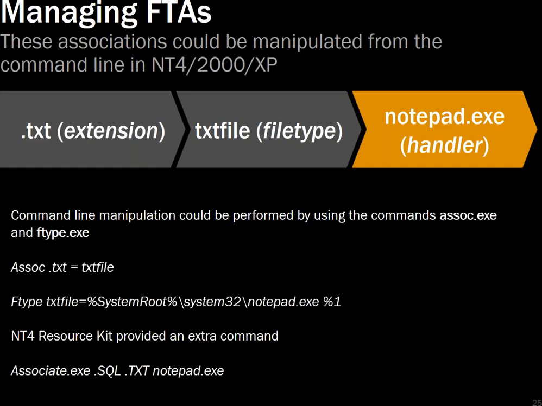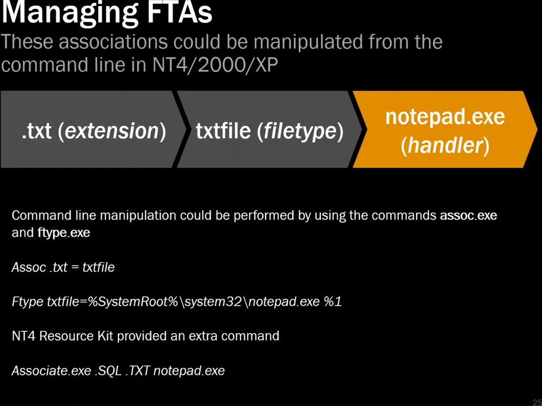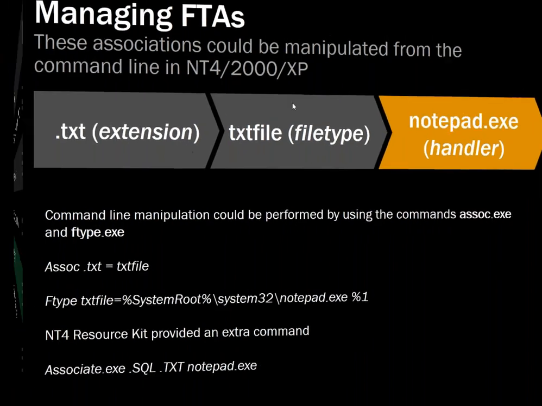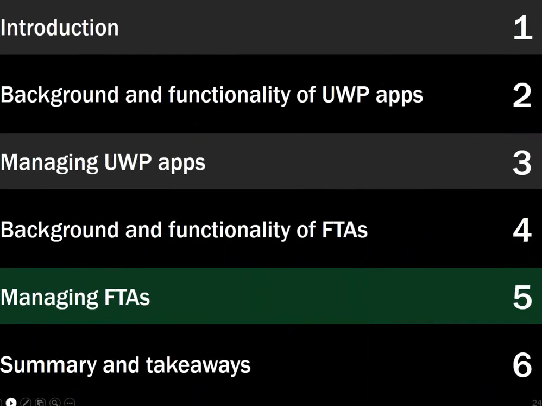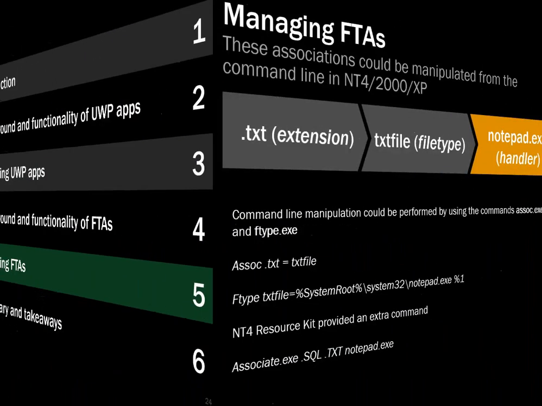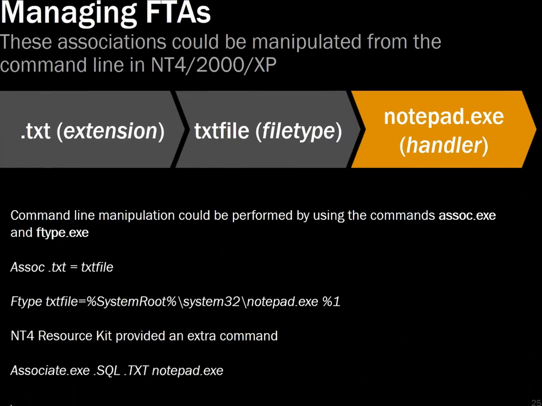The NT4 resource kit gave you an extra command called associate, which bypassed the middleman and let you associate extensions directly with the handler. Either of these ways was a bit fiddly. I remember having quite a few struggles on Citrix, probably MetaFrame XP or 1.8 servers around that time, dealing with these sorts of things. It never really seemed to work effectively, but oops, I've gone backwards instead of forwards. How did I manage to do that? I have no idea. Anyway, let's go forwards.